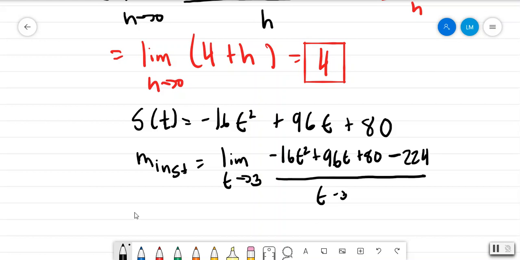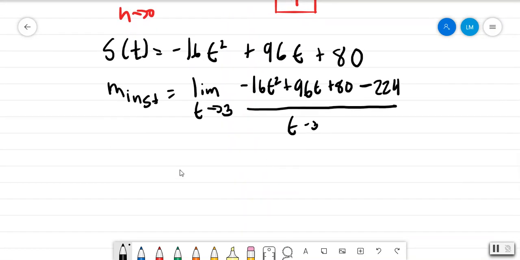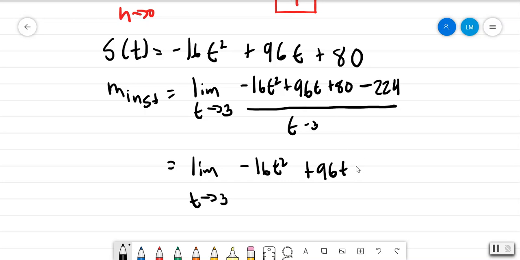So that means that if we plug this in even further, we have that this is the limit as t approaches 3. And for example, this simplifies to negative 16t squared plus 96t. But 80 minus 224 is 144. So we have minus 144. And all of this is divided by t minus 3. Now, in this case, you can factor the bottom portion.